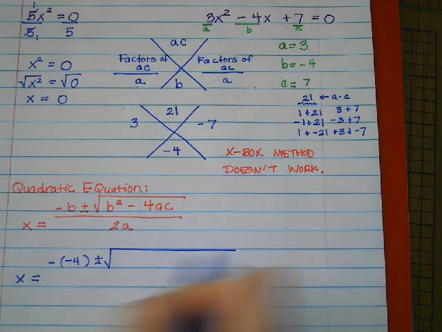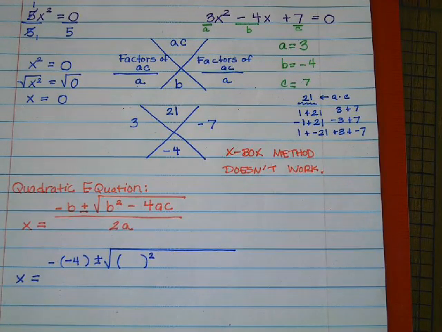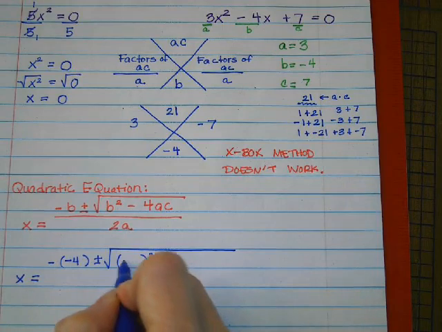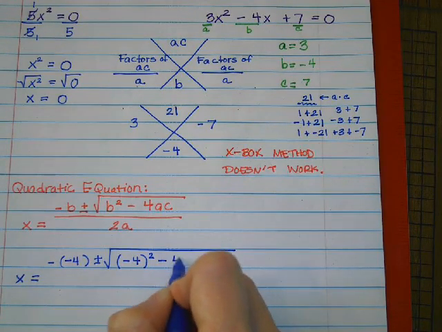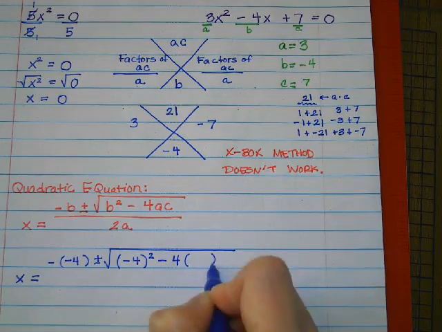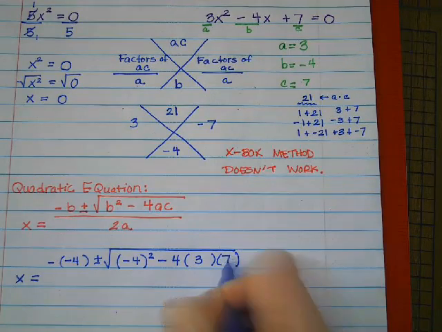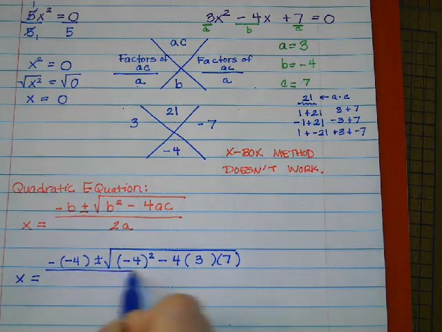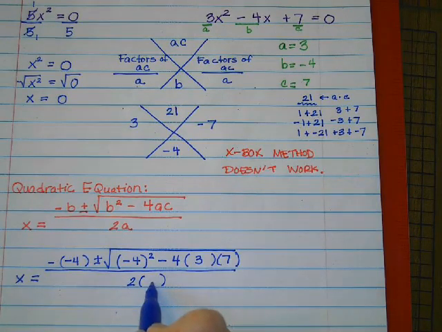All right, here we go. Lots of room. So I'm going to take my b value as being squared. So my b value is negative 4. So I'm going to put my negative 4 in here. Then it says minus 4 times my a value, which is 3, times my c value, which is 7. I will now put this all over 2 times my a value, which is 3.